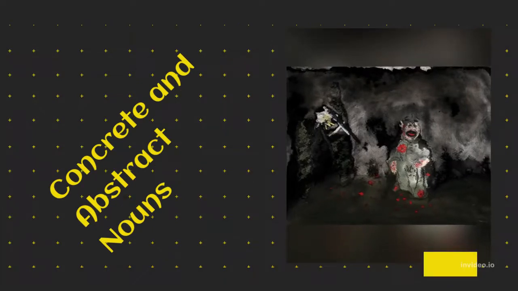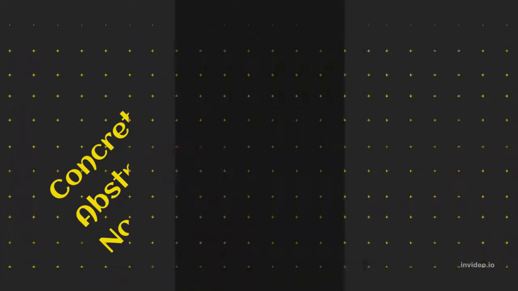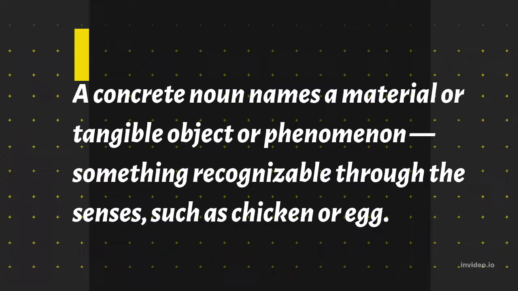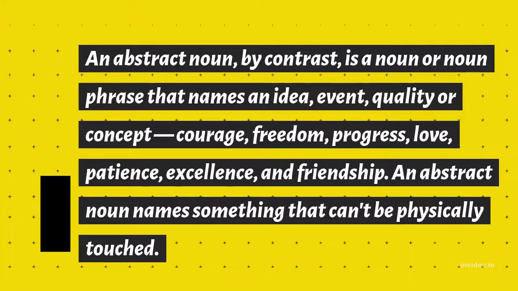Concrete and abstract nouns. A concrete noun names a material or tangible object or phenomenon, something recognizable through the senses, such as chicken or egg. An abstract noun, by contrast, is a noun or noun phrase that names an idea, event, quality or concept: courage, freedom, progress, love, patience, excellence, and friendship. An abstract noun names something that can't be physically touched.